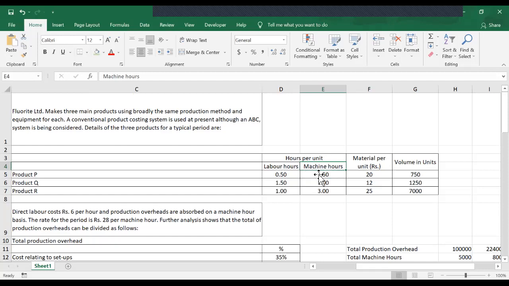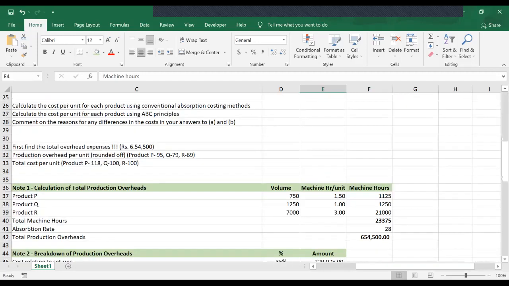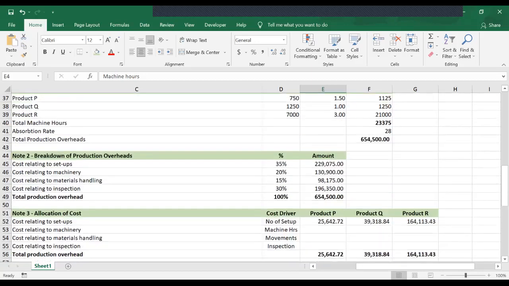However, here the machine hours is given per unit, and we are calculating it for the entire volume, which is different. So what we need to do is use the cost driver of total machine hours. If you remember, in note number 1 we had calculated the total machine hours, so we can use this one.